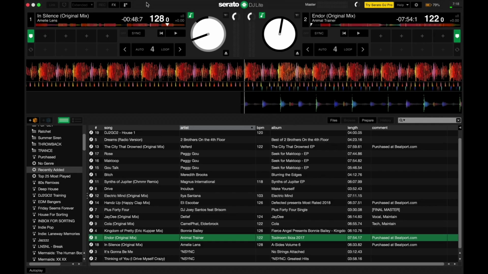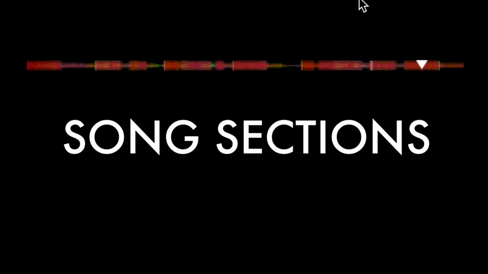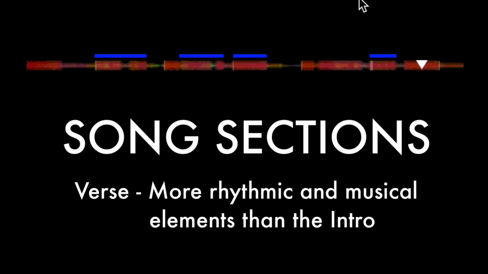First up, let's take a look at a typical house music song. A track like this is usually made up of different segments or chunks called song sections. There are different types of song sections depending on the style of music. For techno, usually there's an intro at the beginning, which is usually either just a sparse drum beat or synth. There's a verse, which contains more musical elements.